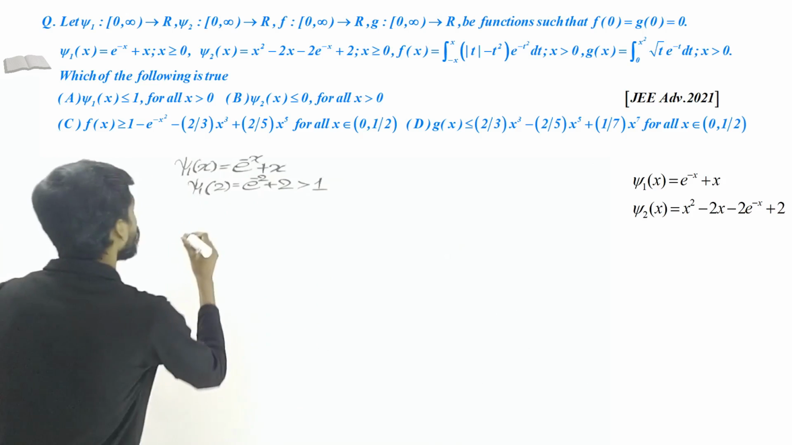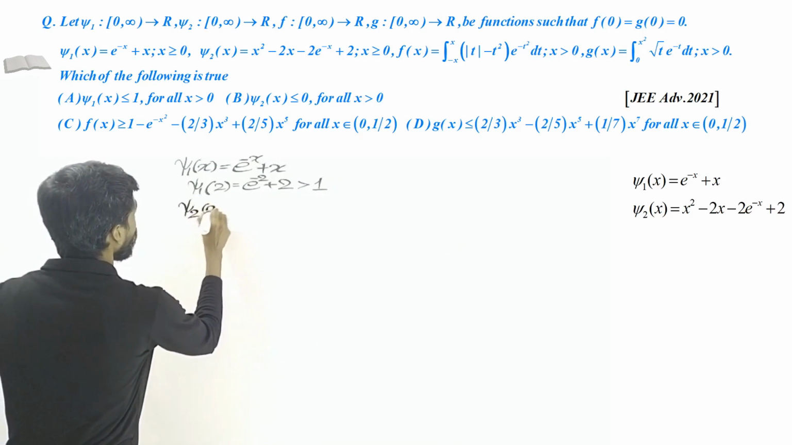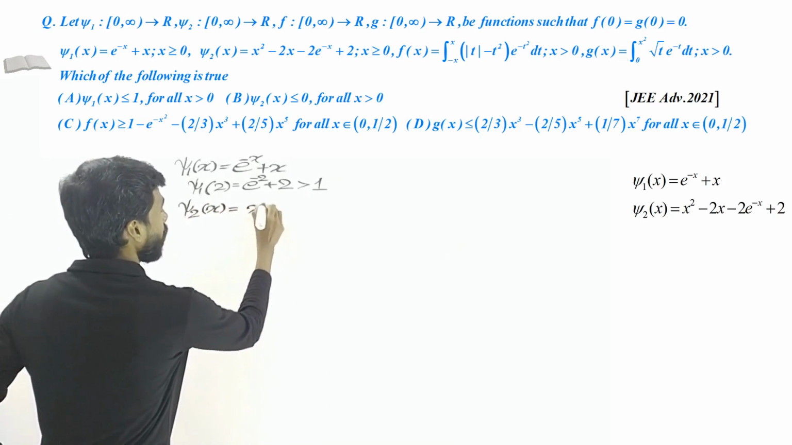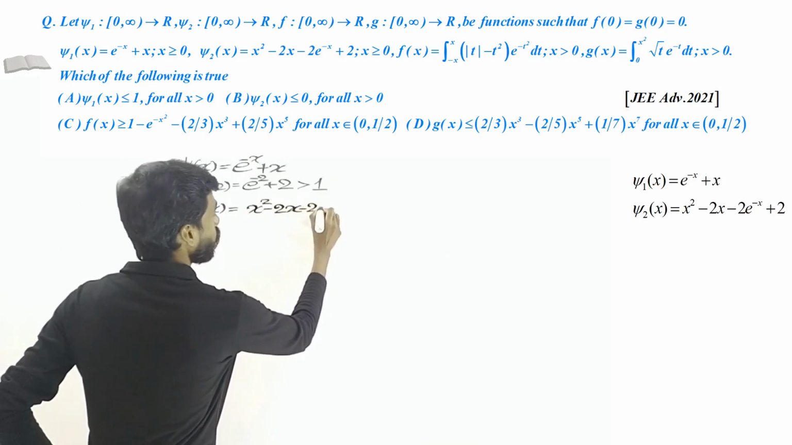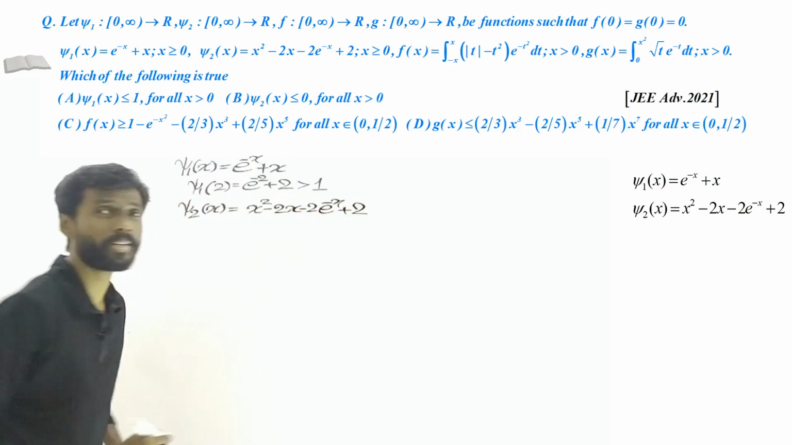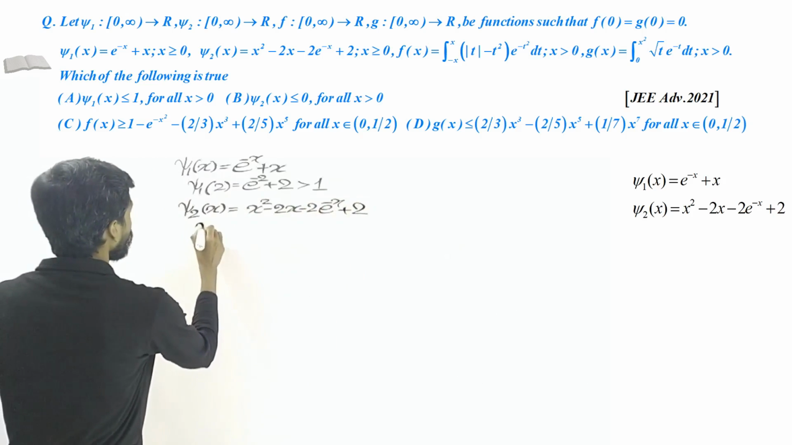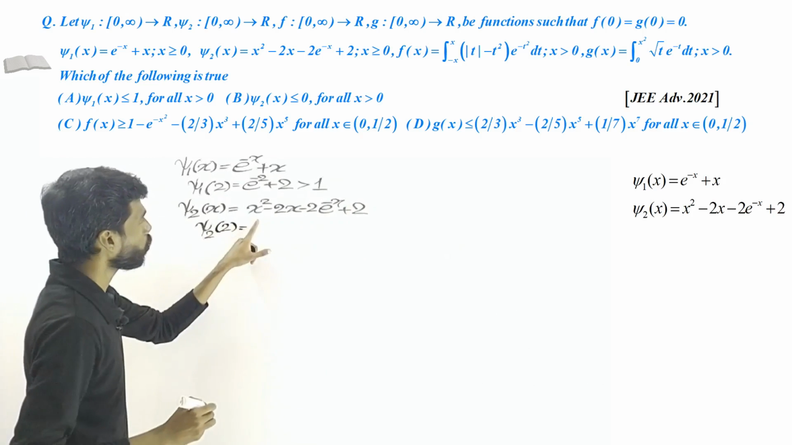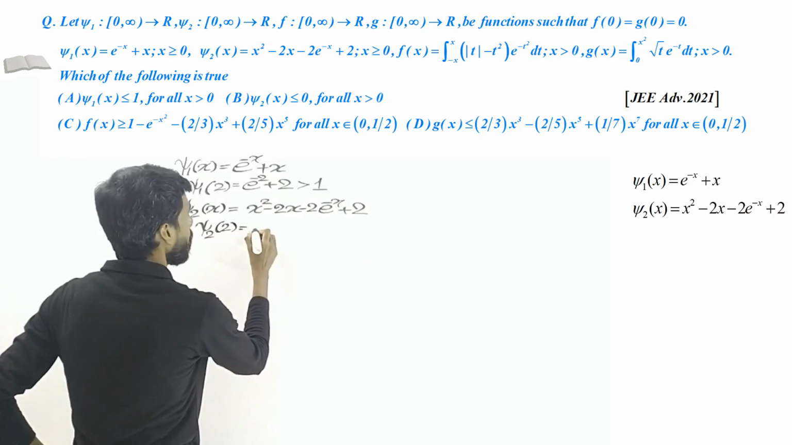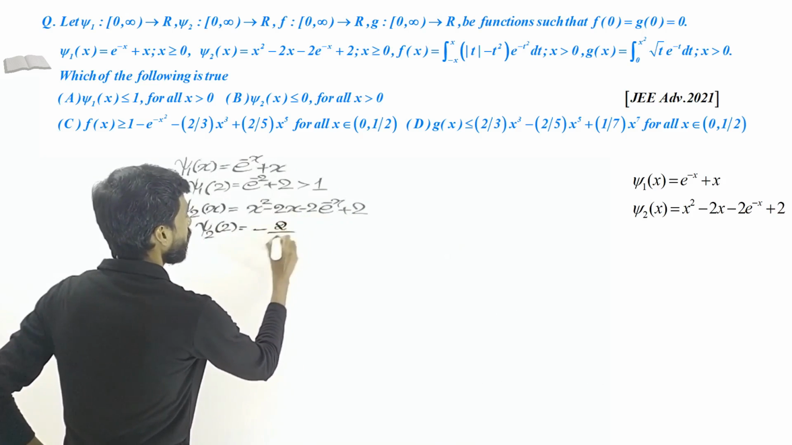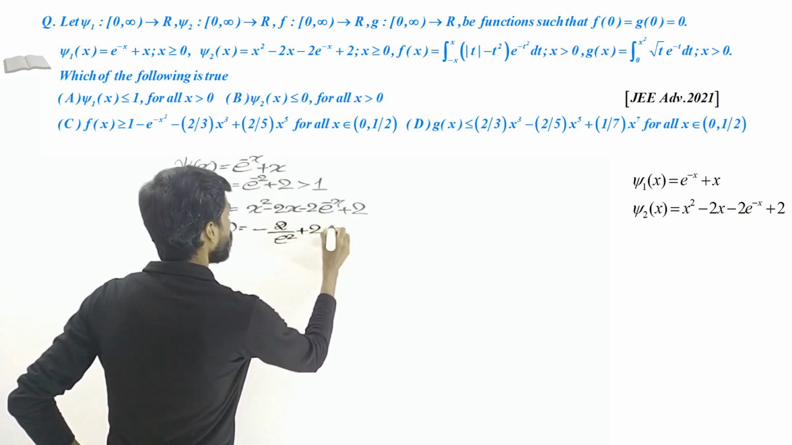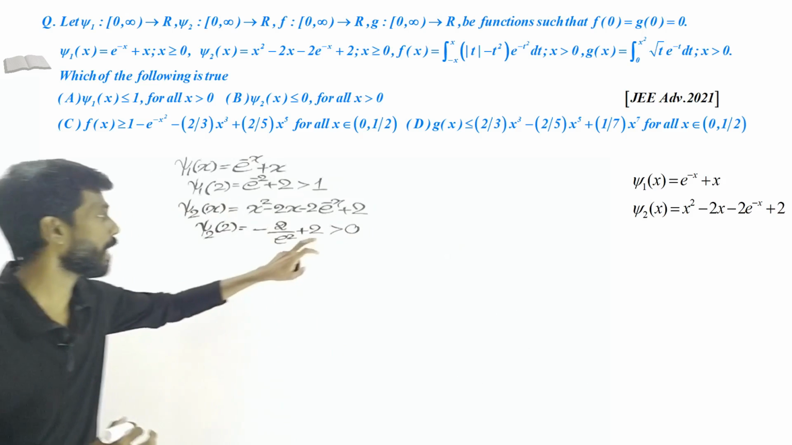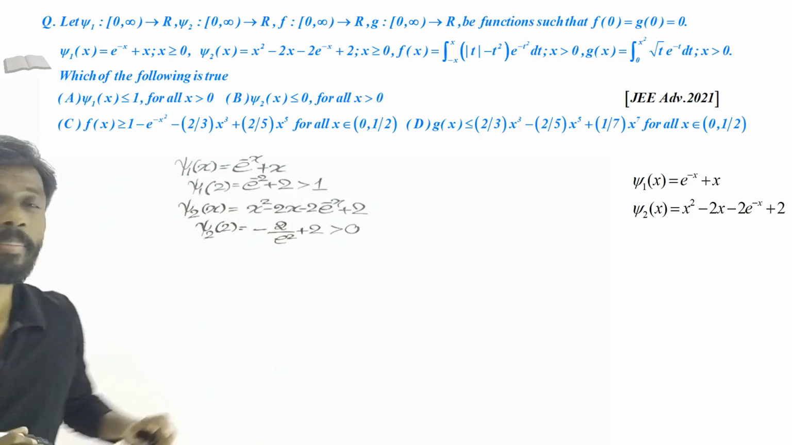Similarly, the next option: psi 2 of x is less than or equal to 0. Is it always less than or equal to 0? What is psi 2 of x? That is x square minus 2x minus 2 e to the power minus x plus 2. Is it always negative? Let us substitute 2. That is 2 square minus 4, which is 0. So this will become minus 2 divided by e square plus 2. Is this value positive? 2 divided by something is less than 2, and 2 minus something less than 2 is positive. So this value is positive, so this is also not true.